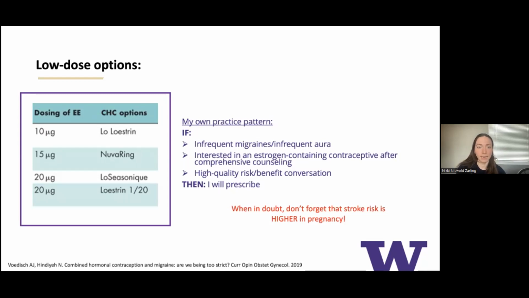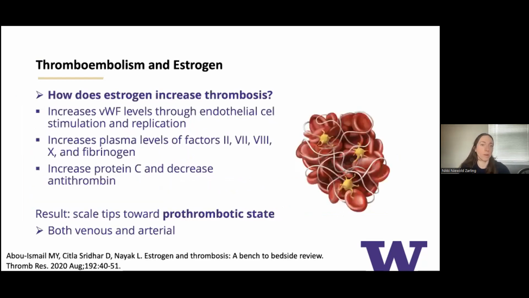Okay, next I'd like to talk a little bit more about thromboembolism and estrogen. So how does estrogen increase thrombosis? It's through a lot of different factors. It increases von Willebrand levels, it increases plasma levels of different clotting factors, and increases protein C and decreases antithrombin. And all of this tips the scale towards a prothrombotic state, both venous and arterial.